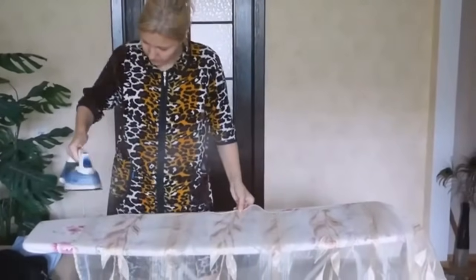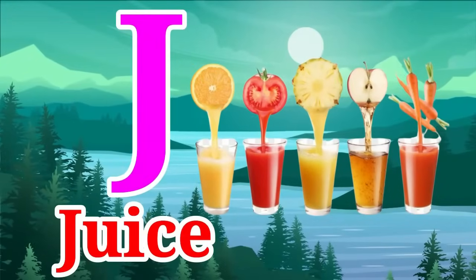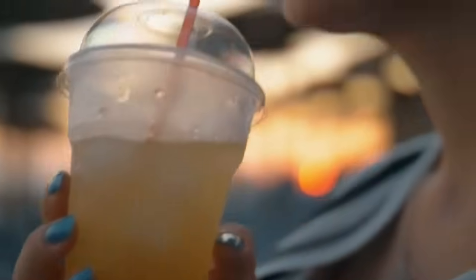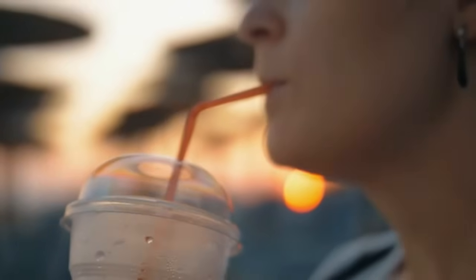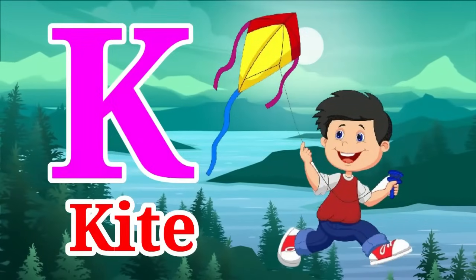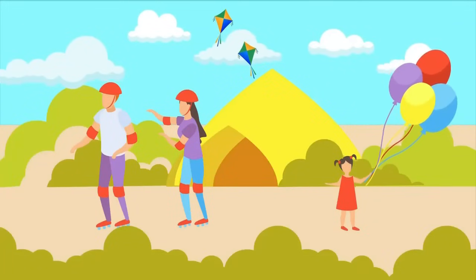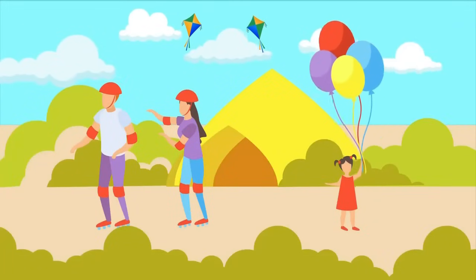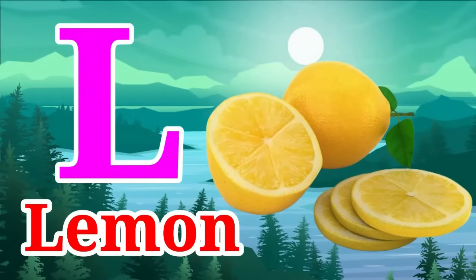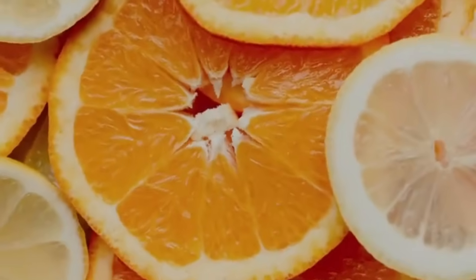J is for juice. J, J, J. K is for kite. K, K, K. L is for lemon. L, L, L.